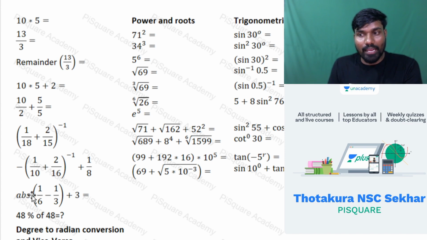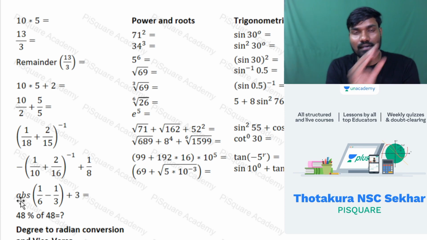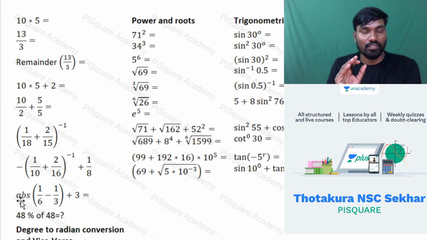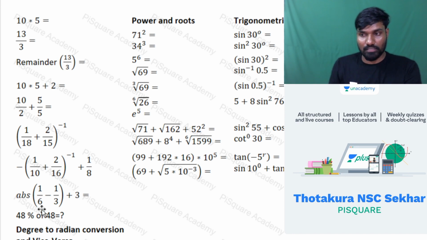Now, ABS. ABS means absolute value, don't think of it as magnitude. If it is a negative value, it will take the positive value of it. It will discard the polarity. It will take only positive values. If it is a negative sign, it will discard the negative sign. That's what ABS means. I told you, the GATE virtual calculator cannot perform complex numbers.